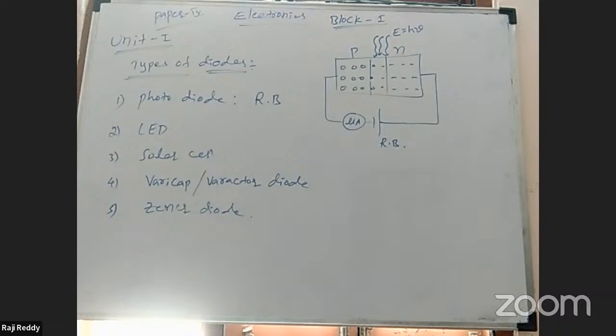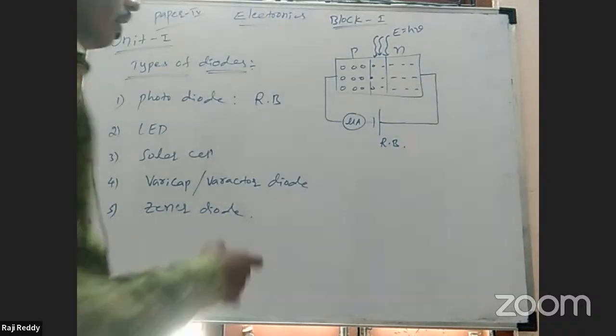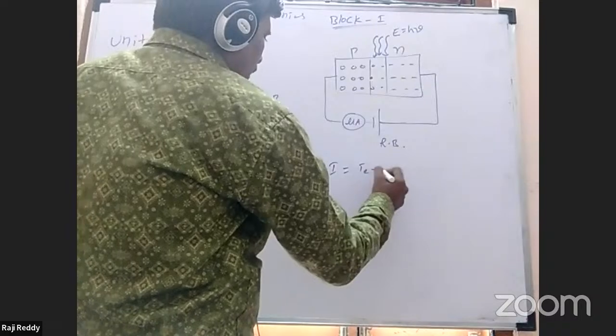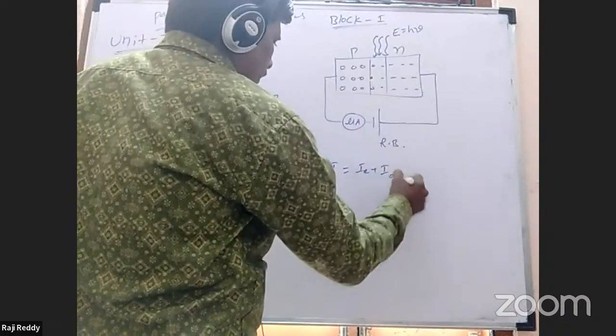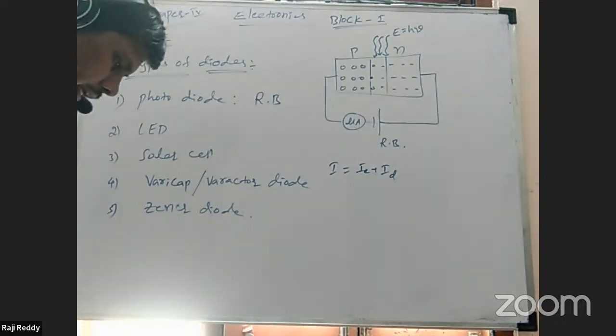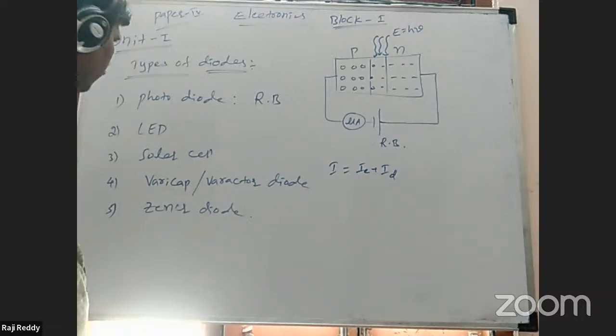So in this PN junction diode, in the previous condition, the total current I is equal to IE plus the drift current ID. The total current I is equal to IE plus ID. Okay. That is the thing. Then here, the photodiode.